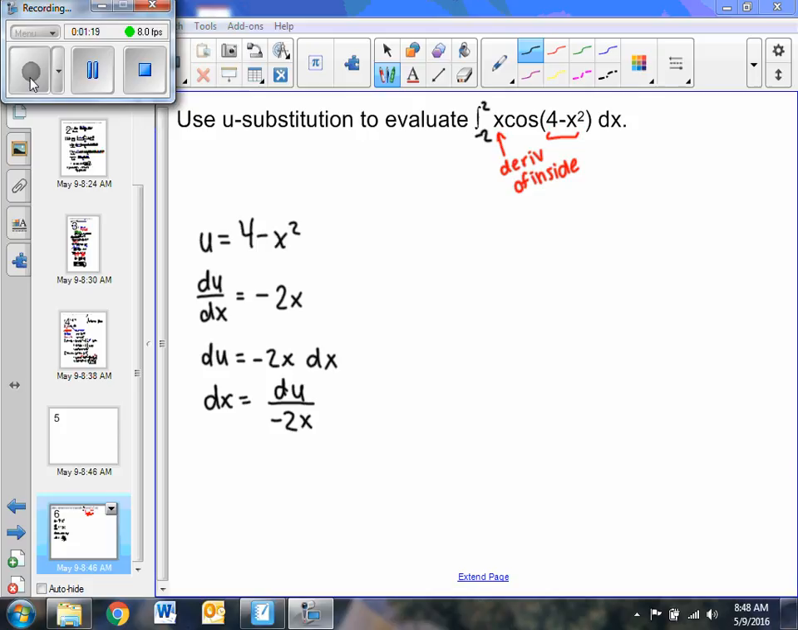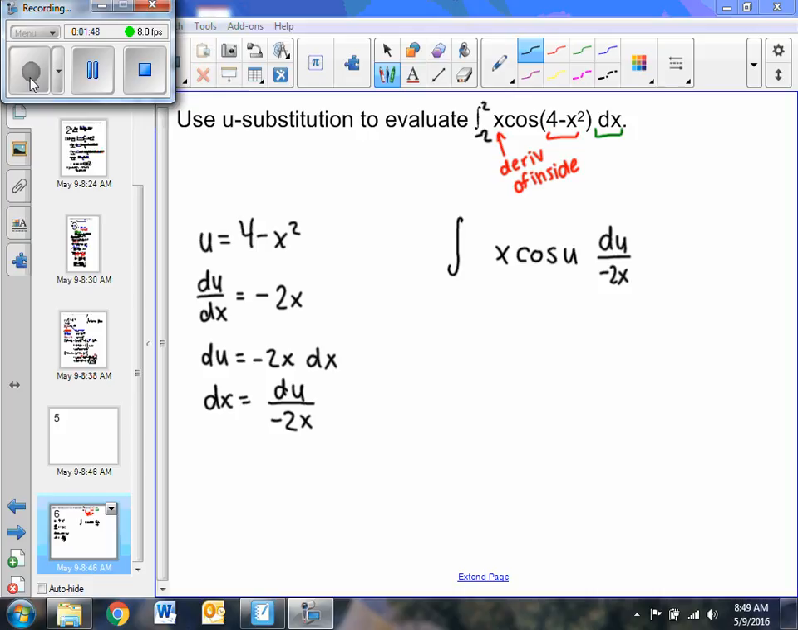Now the reason I wanted to find dx is because when I use u-substitution, I have to get rid of all x values. So I'm trying to get rid of the dx as well. We want only u in our final integral. So now let's start to plug in. Let's ignore limits of integration right now. And instead of writing dx, I'm going to write the du over negative 2x that we came up with.